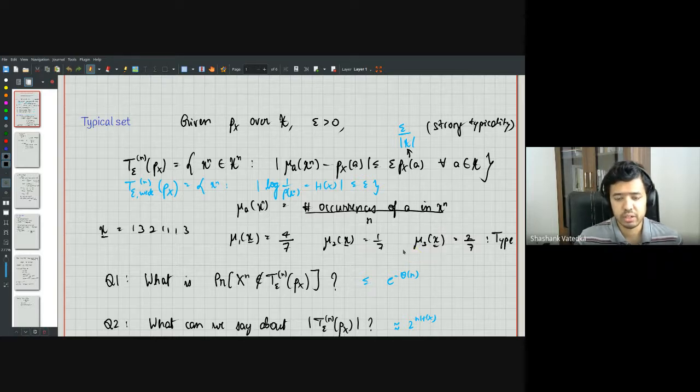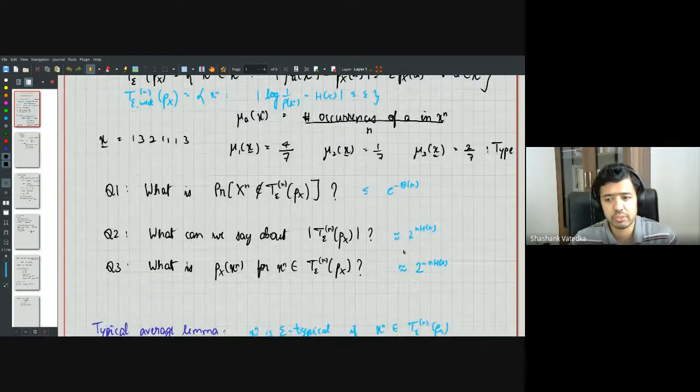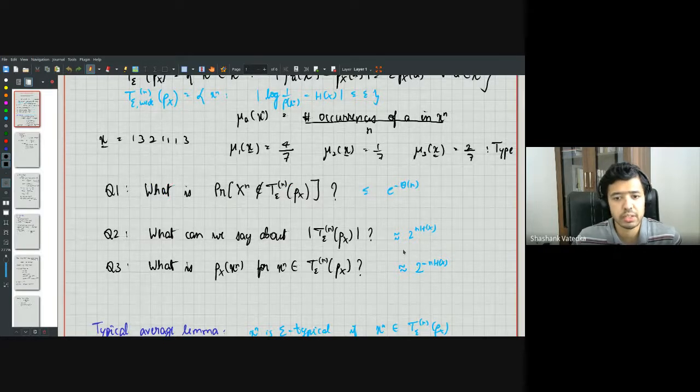All right, and in the previous class, we used the weak law of large numbers to show that the probability that an IID sequence drawn according to Px is not typical is vanishing in n, and it naturally follows from the weak law of large numbers. You can also prove the following statements: you can get upper and lower bounds on the size of the typical set, and for any sequence in X^n, we can compute the probability that the sequence is typical.